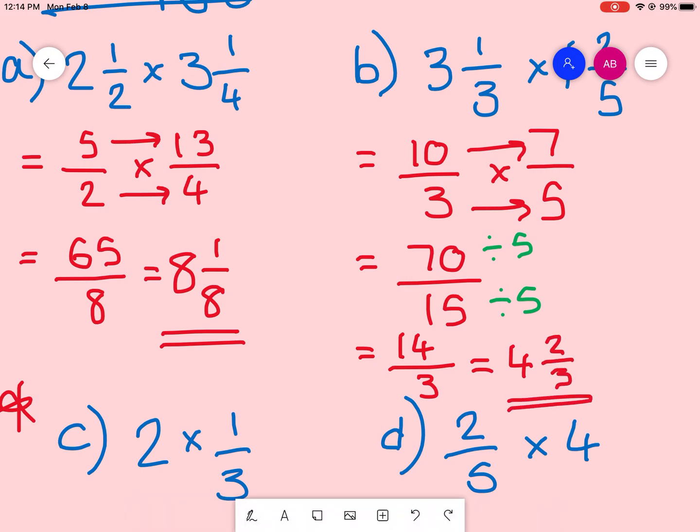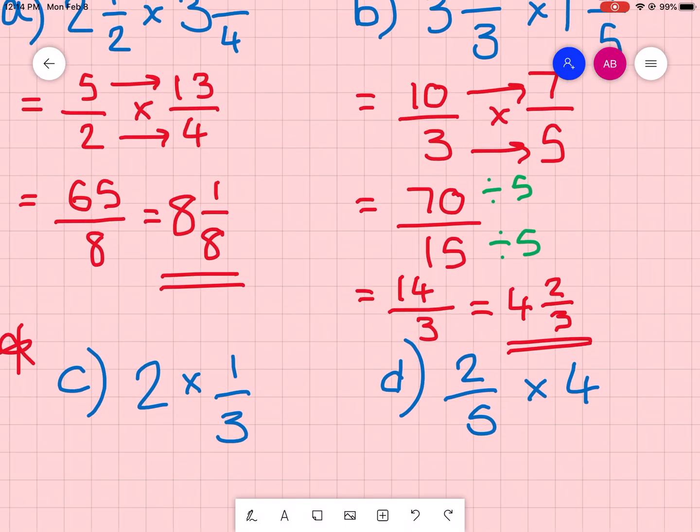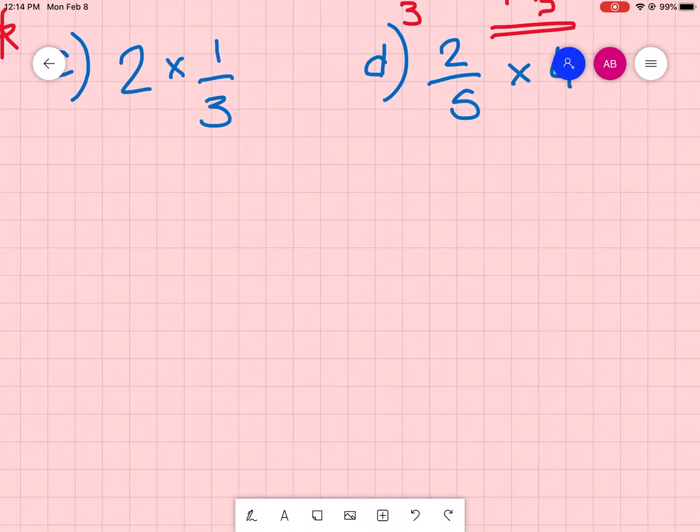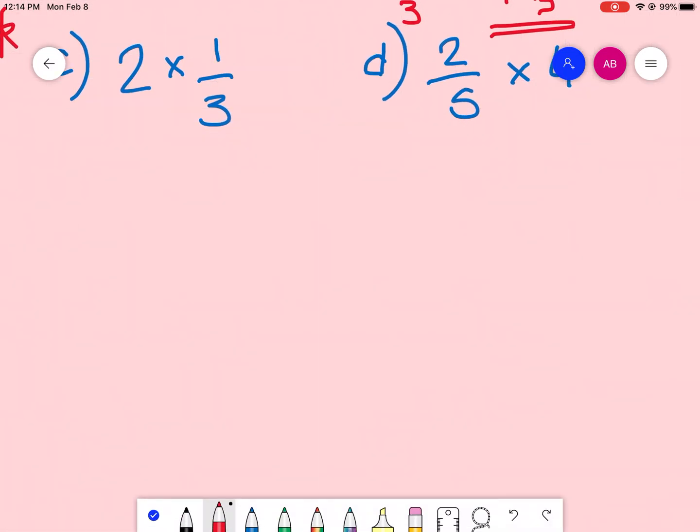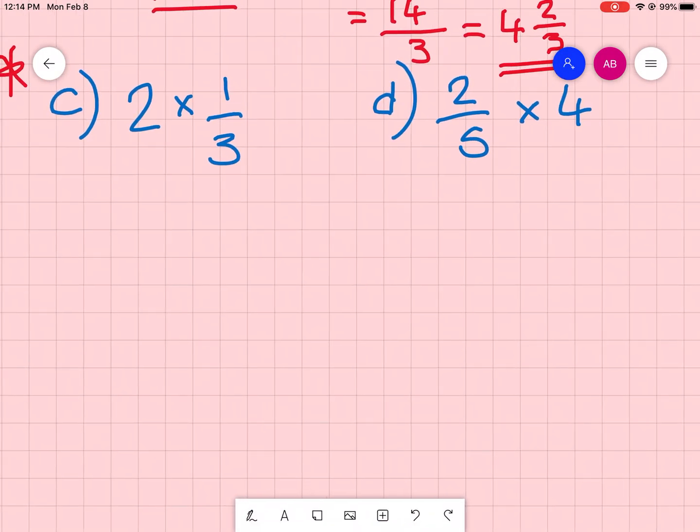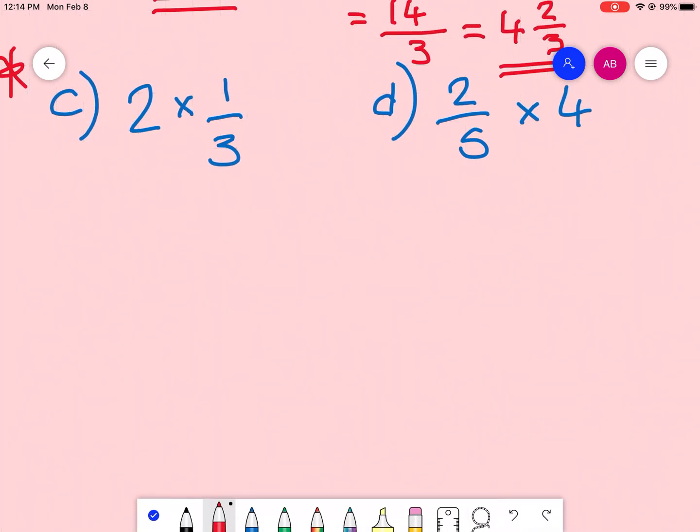So a lot going on here: changing first to top heavy, then simplifying, multiplying, simplifying, and then going back as well. Quite a lot of steps to do with these multiplying mixed numbers. The last thing to consider is questions C and D. We saw these briefly last Friday when we looked at the code breaker.